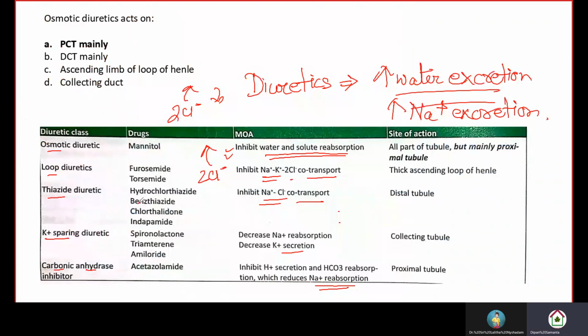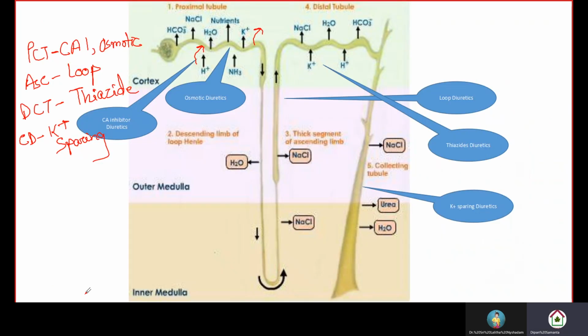So also remember the names of the drugs, examples of drugs. Loop diuretics include furosemide, torsemide. Thiazide diuretics: hydrochlorothiazide, benzthiazide, chlorthalidone, indapamide. Potassium sparing diuretics: spironolactone, amiloride. Acetazolamide is a CAI, carbonic anhydrase inhibitor. Okay.